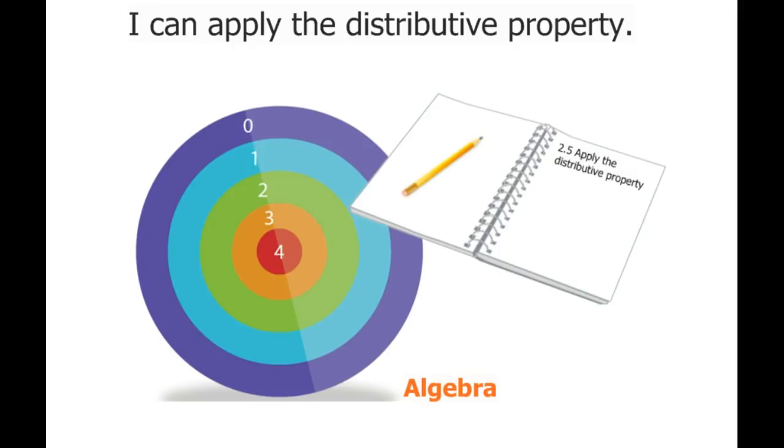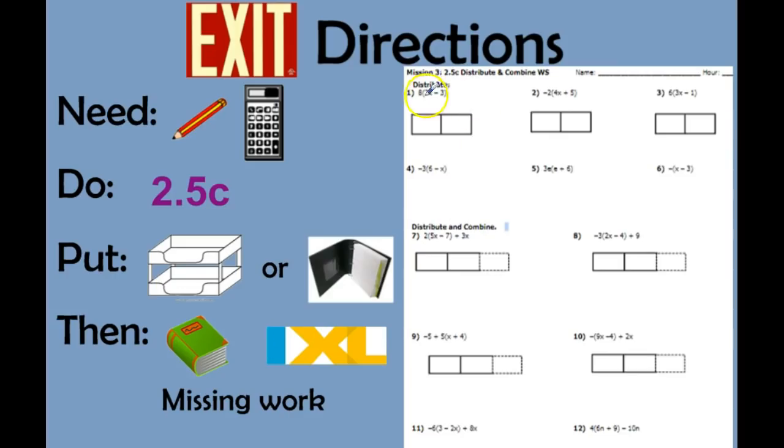So that is our final lesson, combining our distributive property with combining like terms. So distribute first, then combine your like terms.